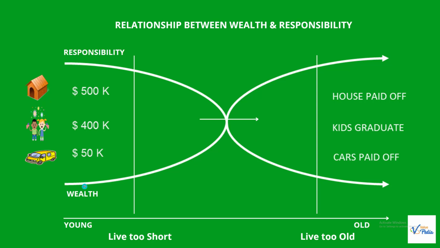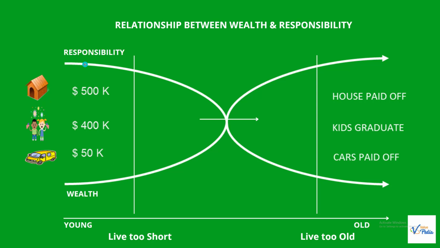But while we are working hard to build a wealth curve, on the other side, we also have another curve that we have to consider, which is responsibility. In this case, you have a mortgage, you have kids, you have to think about education and also a car loan. So in this situation, we have already built up $950,000 of liability. That's why our shoulders are very heavy.